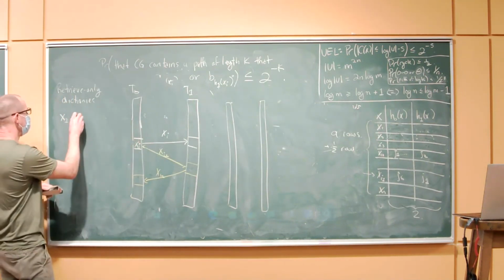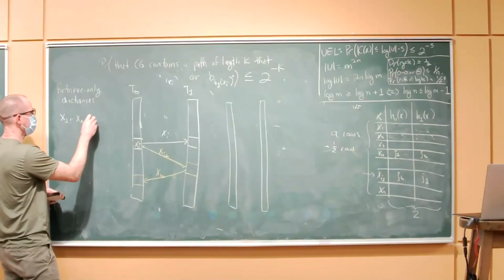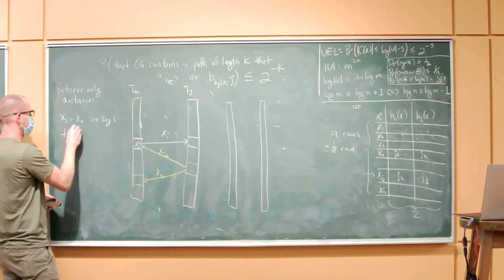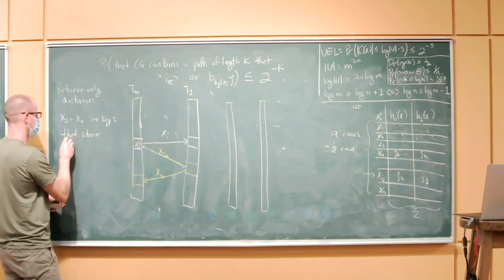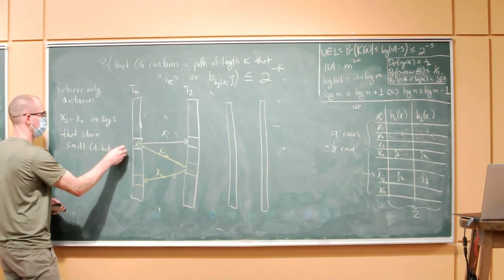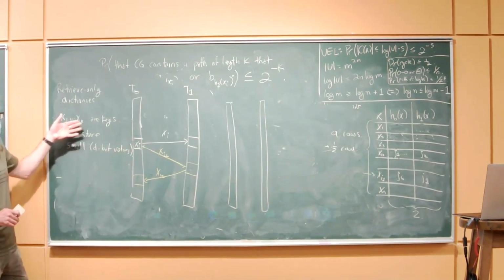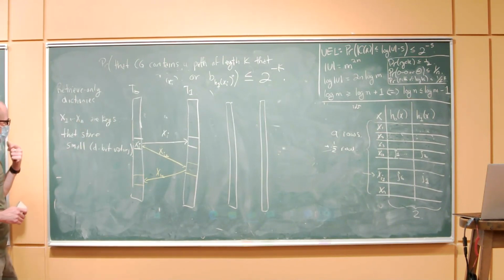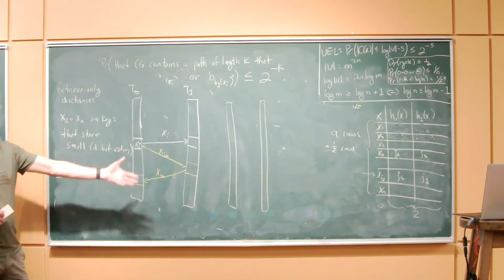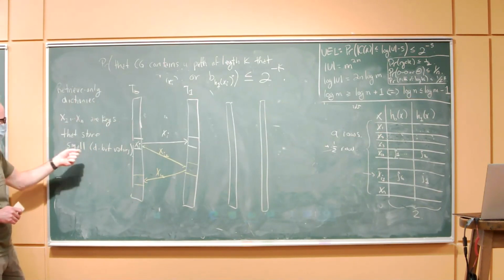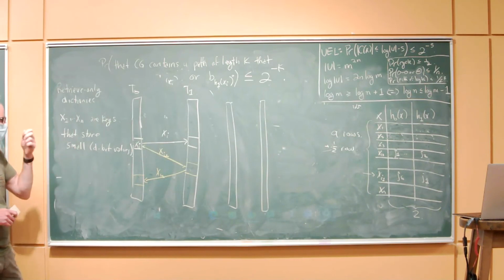Retrieve-only dictionaries, this is where you imagine x1 to xn are keys that store small values. Maybe d-bit values. So lots of possible keys, but each one only stores a small value associated with it. And I want something where I'm only going to ever search for keys that I know are in my data structure. So I don't have to worry about storing the keys, but I do need to store the values.